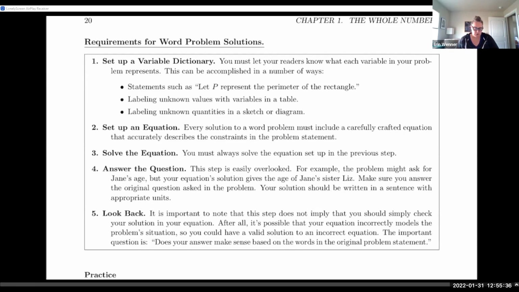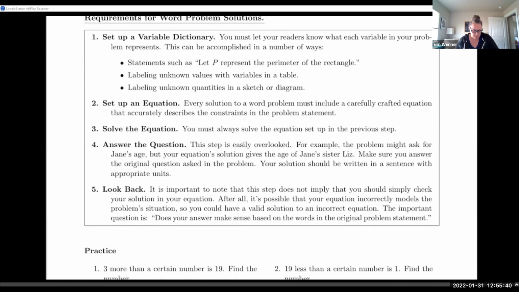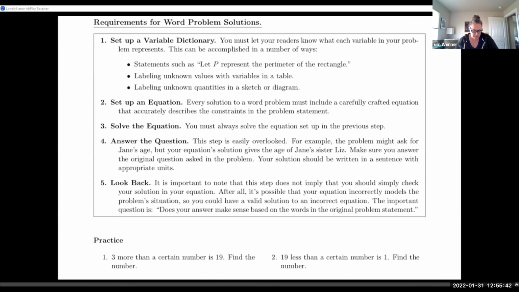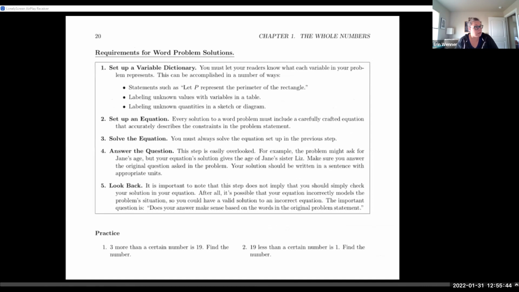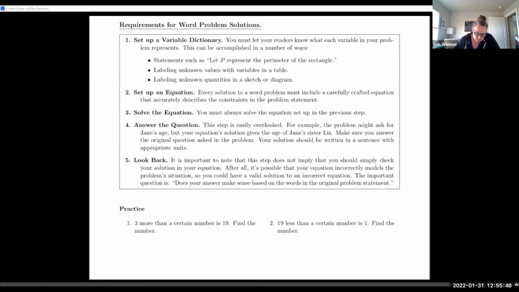So let's put these into action. Let me scroll out just a little bit so we can see the instructions and also do the problem. So number 3 says 3 more than a certain number is 19. First of all, more than means addition, and the word is means the equal sign.